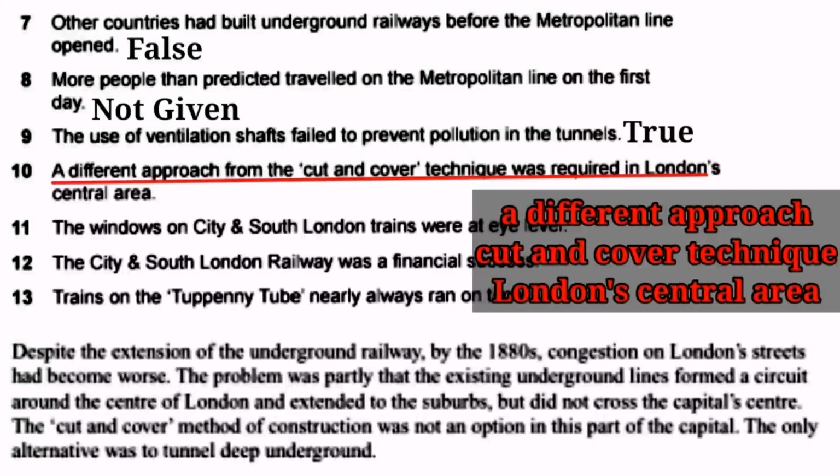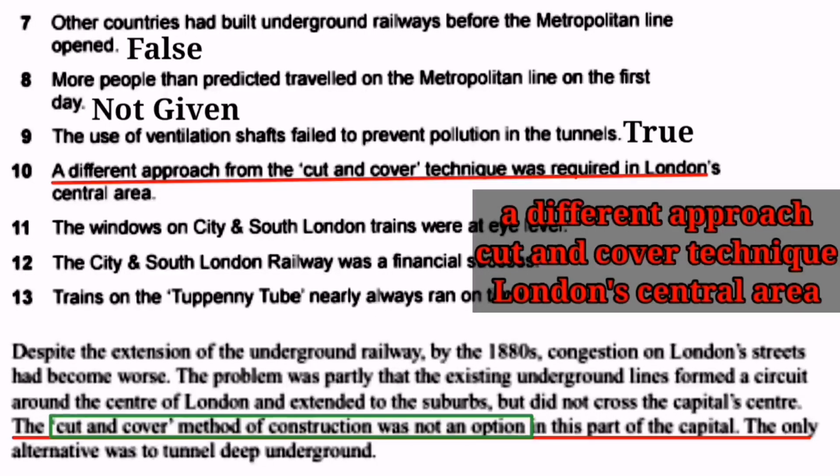By approach we mean technique or method. Our answer will be in the reading passage where these words are given. In paragraph 7, fourth line, the cut and cover method of construction was not an option in this part of the capital. So we can say that besides the cut and cover method, some other technique or method was used in the capital. The only alternative was to tunnel deep underground.